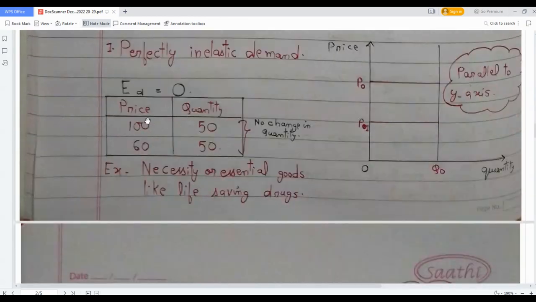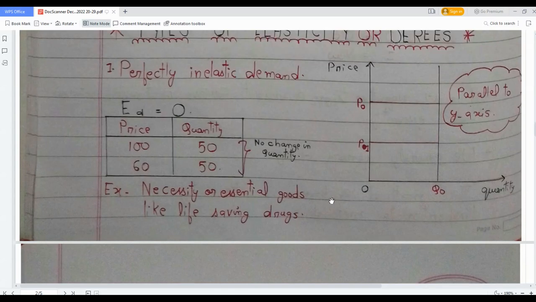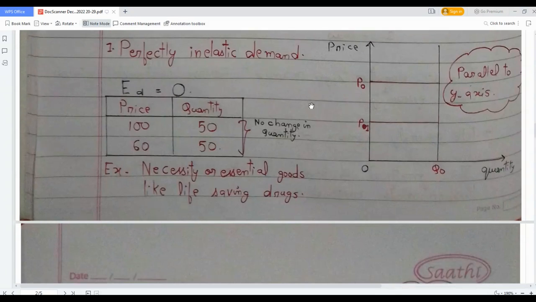Let's take an example. Price decreases from 100 to 60, that is, there is a decrease in price by 40%, and the quantity remains the same. There is no change in quantity. Thus, the demand curve will be parallel to the y-axis. Example is given: necessity or essential goods like life-saving drugs. You have to learn this diagram. Here on the vertical axis there is price, and on the horizontal axis it is quantity. Okay, perfectly inelastic demand is completed.